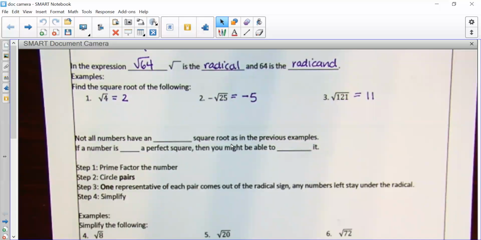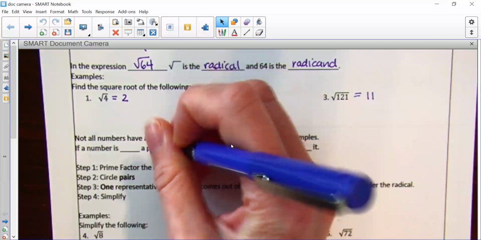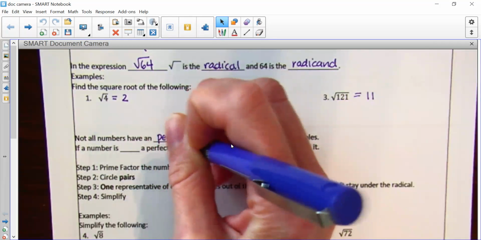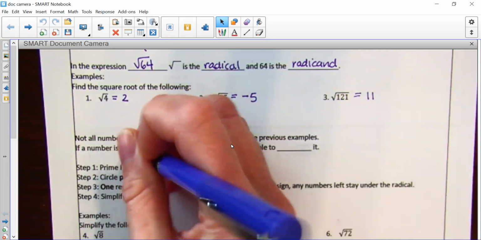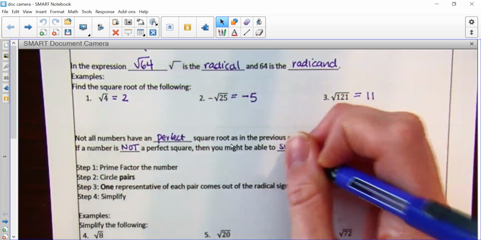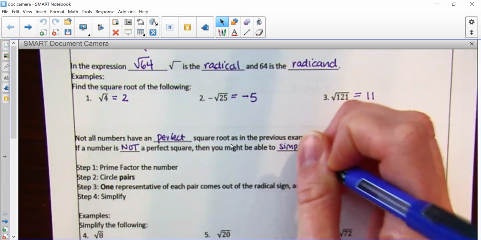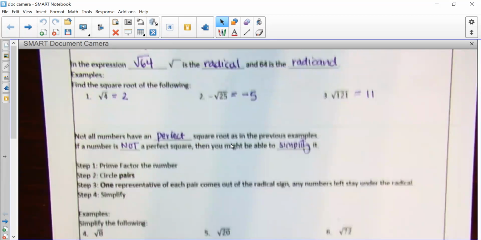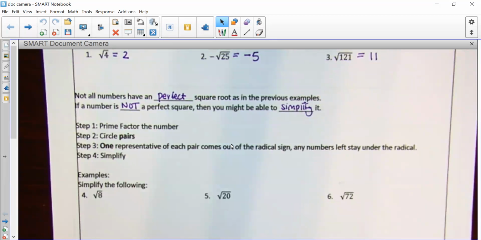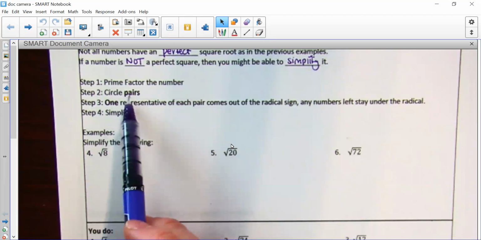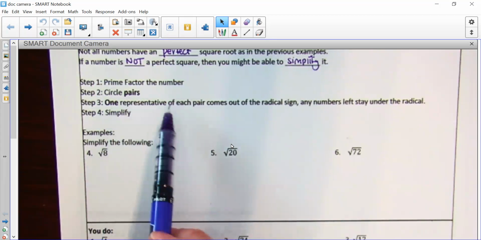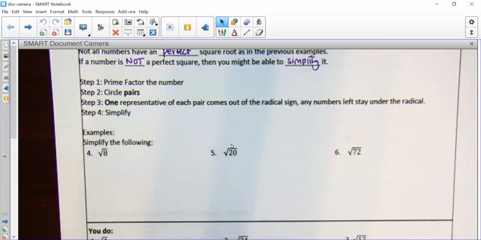Now here's the unfortunate part: not all numbers have a perfect square root, as in the previous examples. If a number is not a perfect square, then you might be able to simplify it. You can't get just a number like 5, 11, or 2, but we can at least simplify it. Here are the steps to do that. First, prime factor the number, look for pairs, take one representative out of each pair, and then simplify. I'm going to take you through that process right now.